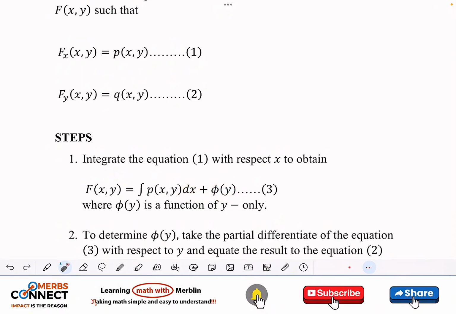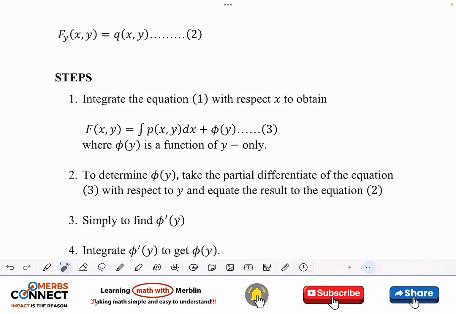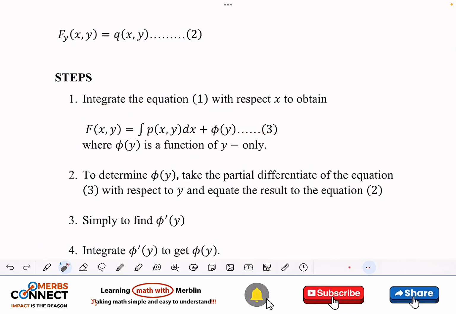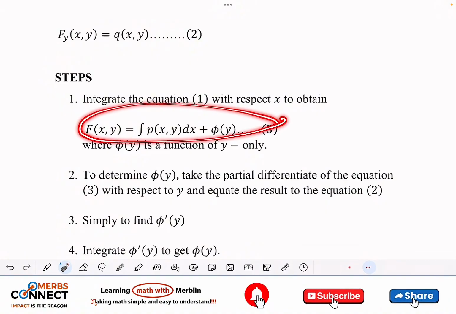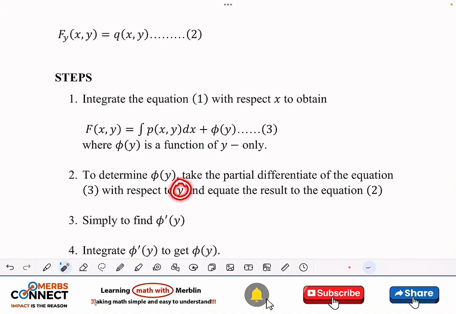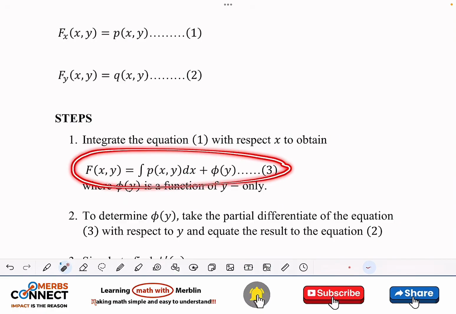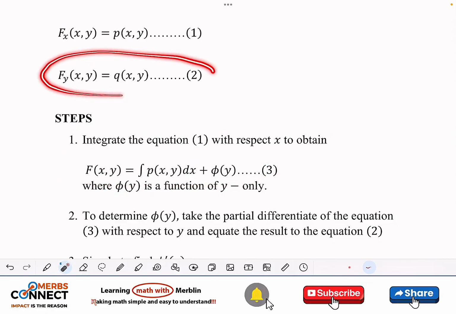The question is, what if we are integrating with respect to y? Then we are going to add a function in terms of x. Good. Now, after we've gotten equation 3, what we need to do is differentiate equation 3 with respect to y. The idea is that when we differentiate equation 3 with respect to y, we are going to get it to be the same as equation 2.